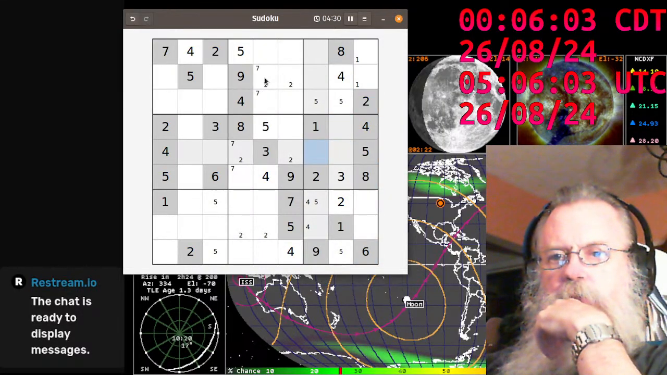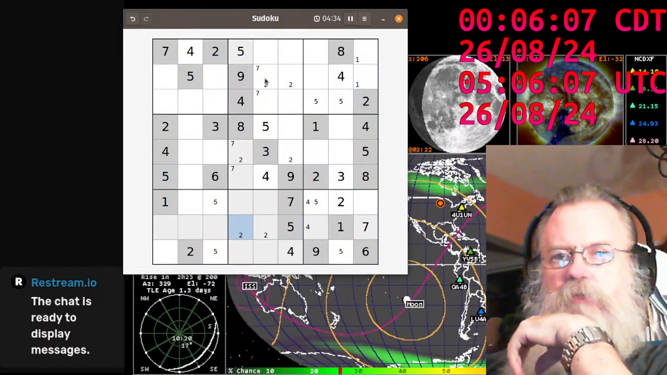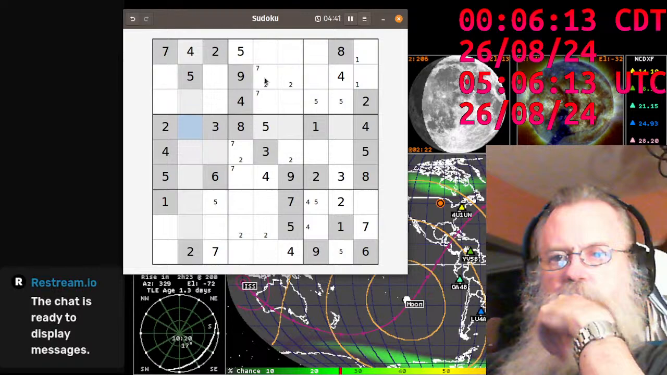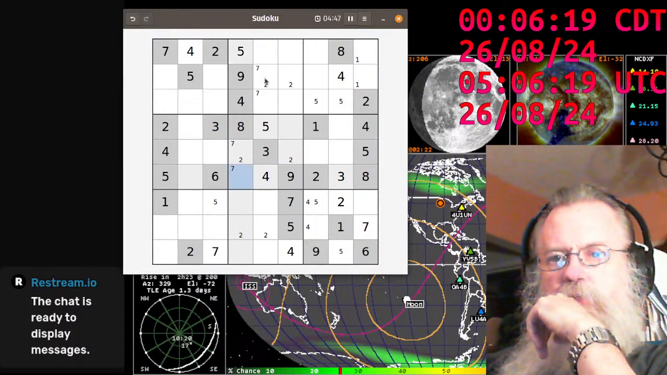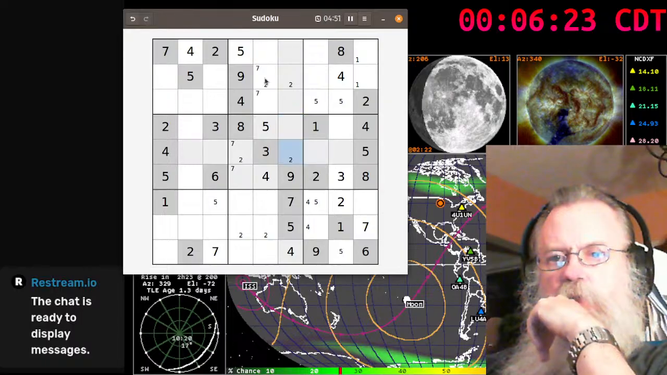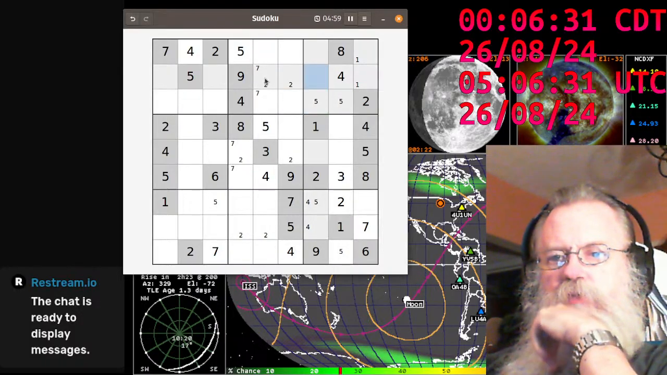Got these three, so one of these two, this one's going to be a 7. That means this will be a 7. Nope, yep, this will be a 7. And we're down to 3 possibilities here. But it also means we've got 2 possibilities here, 2 here. All right, that doesn't help me over here. We're down to 3 possibilities here, though.